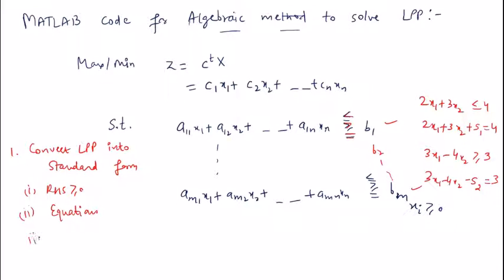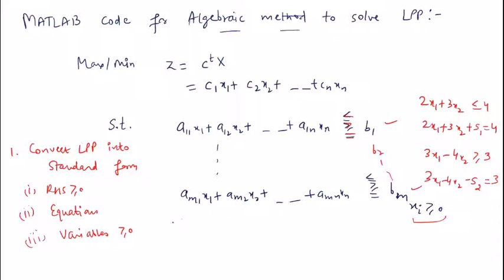And the third requirement is that all variables are non-negative. So you have all variables non-negative. So if your LPP is satisfying these three conditions, it is said to be in standard form. And if it is in standard form, we are good to apply the algebraic method.